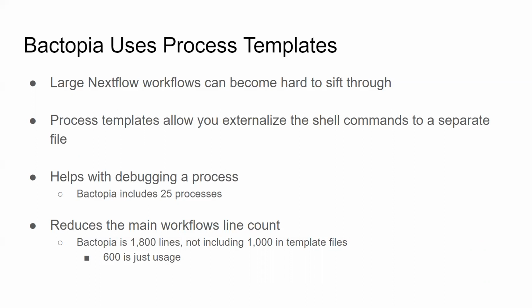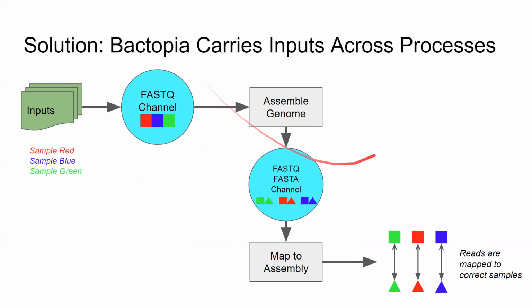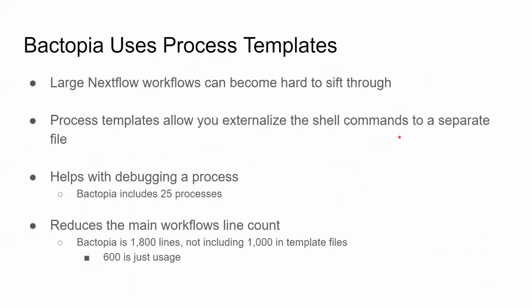But it really helps debugging a process, because now, for example, Bactopia includes 25 different processes. So that's 25 different versions of this right here. It becomes a hassle if you have to sift through all these lines to find that one little section that has the problem. Whereas if I know it happened in my assembly process, I can just go to the assembly template and figure out where the bug is. And like I said, it reduces the main workflow line count.